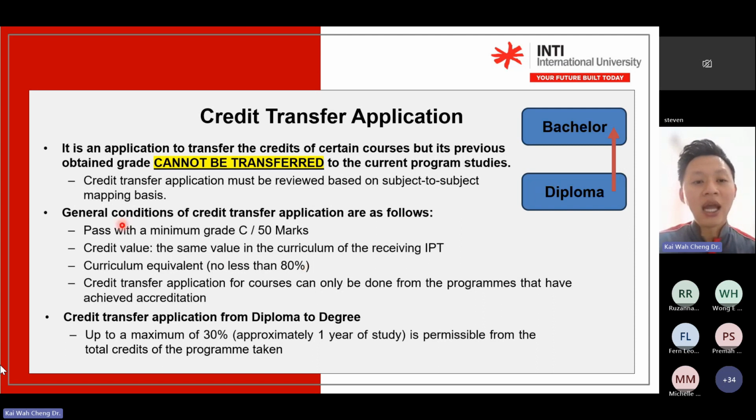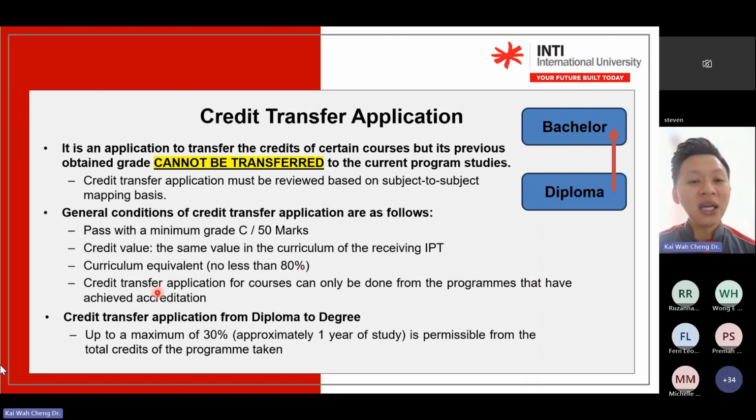All right. And of course, you need to pass the course with a minimum grade of C or 50 marks and above, and the same value in the curriculum of the receiving IPT. IPT is an education institution. This means the credit hour of the course at your previous institution shouldn't be less than the credit hour of the course at INTI International University.